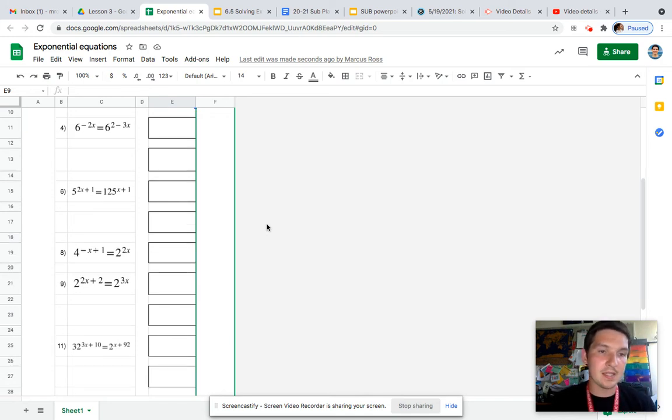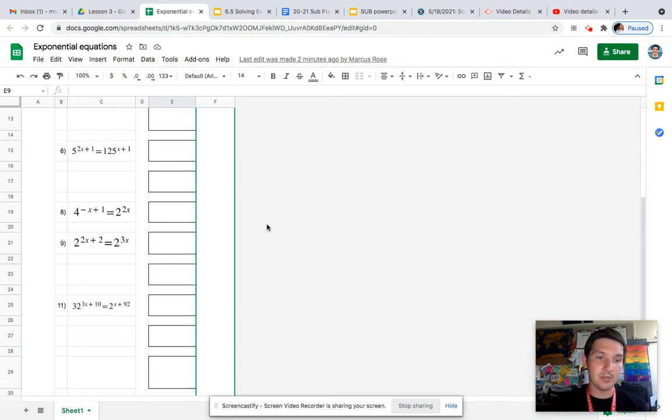Number 6, we had a similar question like this earlier. We know that 125 can become 5 to the third. So distribute that 3 to x plus 1. So it's going to be 5 to the 3x plus 3, and then equal 5 to the 2x plus 1. Pull those pieces out and set them equal to each other.